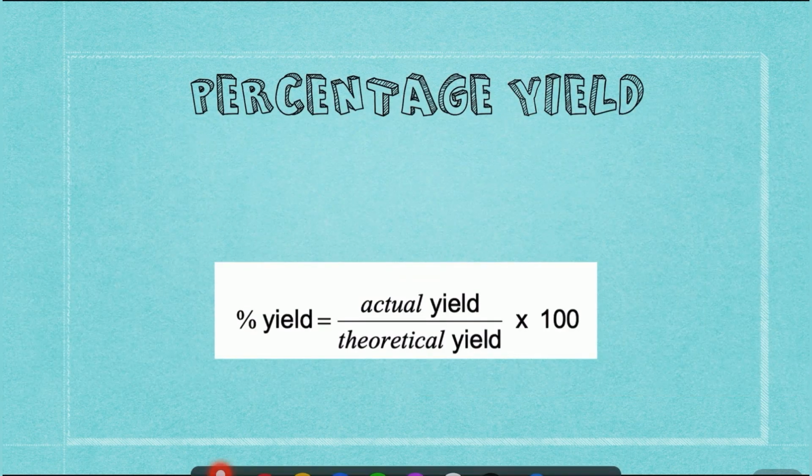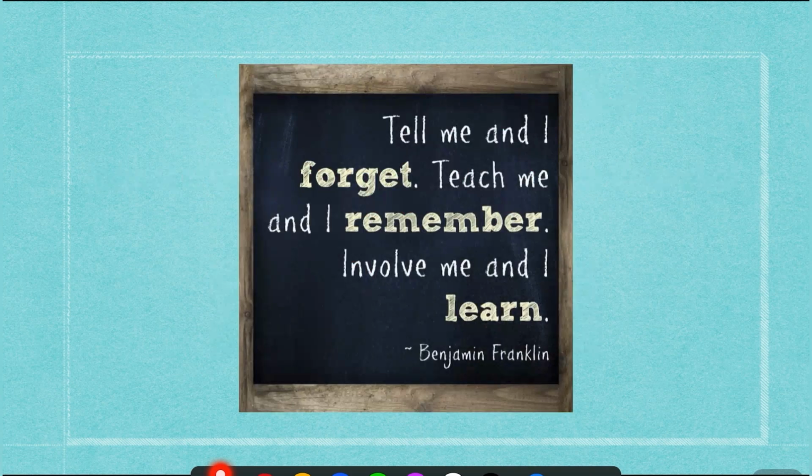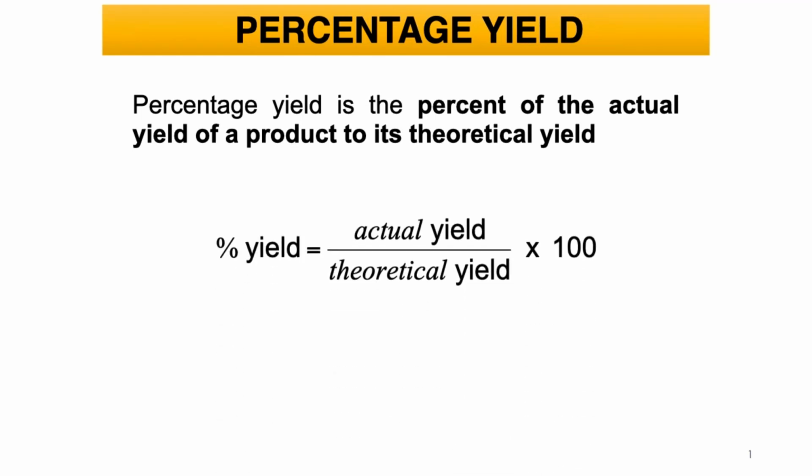Next, percentage yield. What is the percentage yield? It is the percent of the actual yield of the product to its theoretical yield. So this is the formula: percentage yield is the actual yield divided by the theoretical yield times 100. So let's see the example. Percentage yield is the percent of the actual yield of a product to its theoretical yield. By formula, the percentage yield equals the actual yield over the theoretical yield times 100.